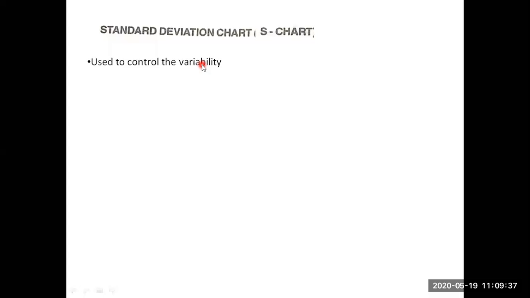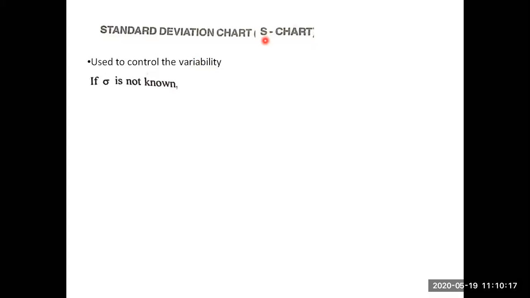What is meant by variability? Suppose we have taken a sample, where the minimum value is 10 and the maximum value is 20. Then which chart have we used? The R chart. Range chart means within the sample, to control the variability, we use the R chart. Similarly, we use the S chart. So to control the variability within the sample, you have to use the range chart or the S chart. Remember the point.